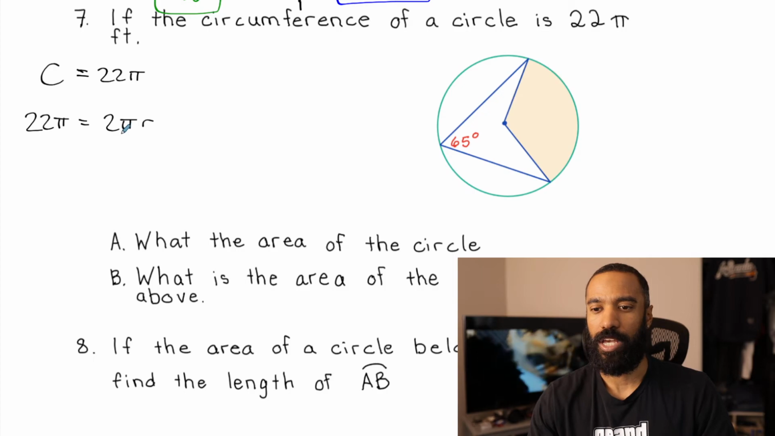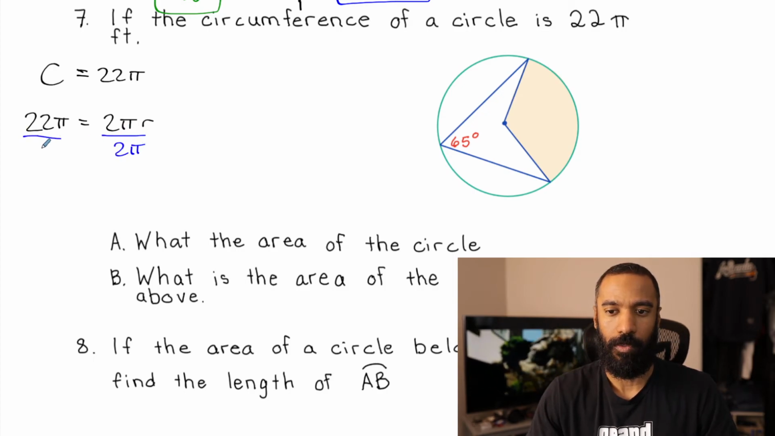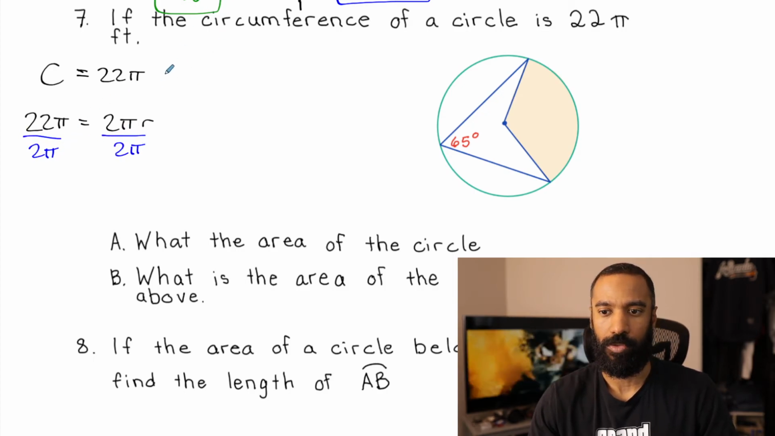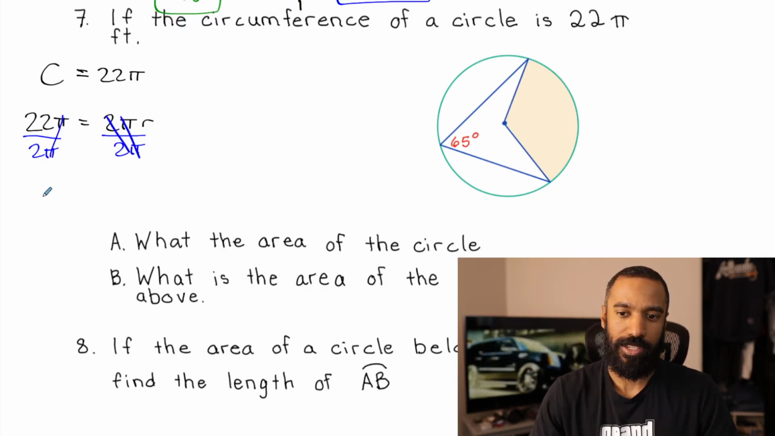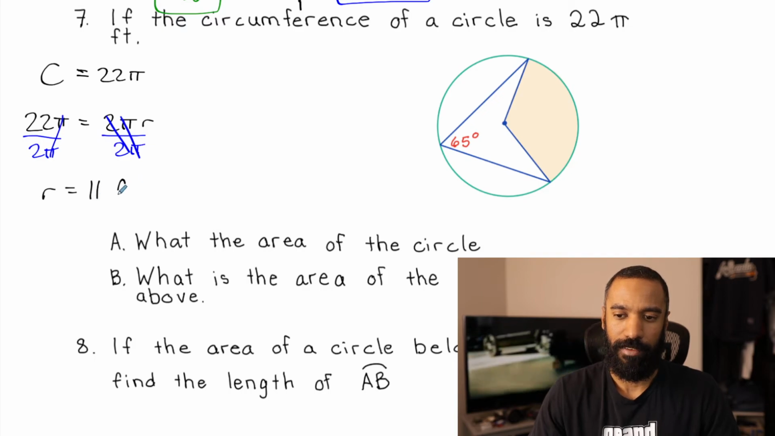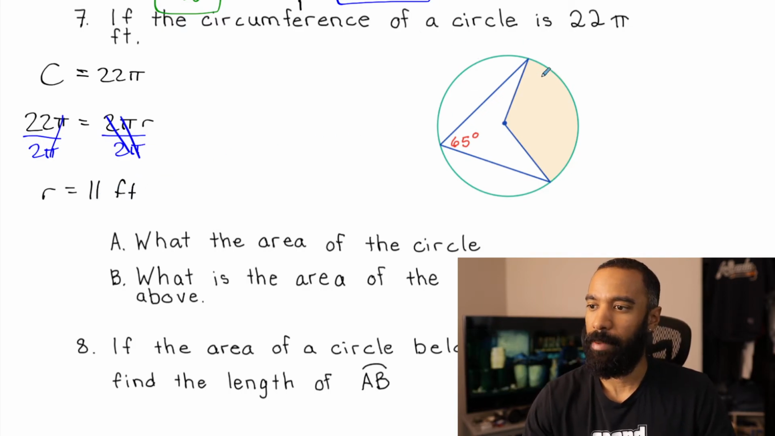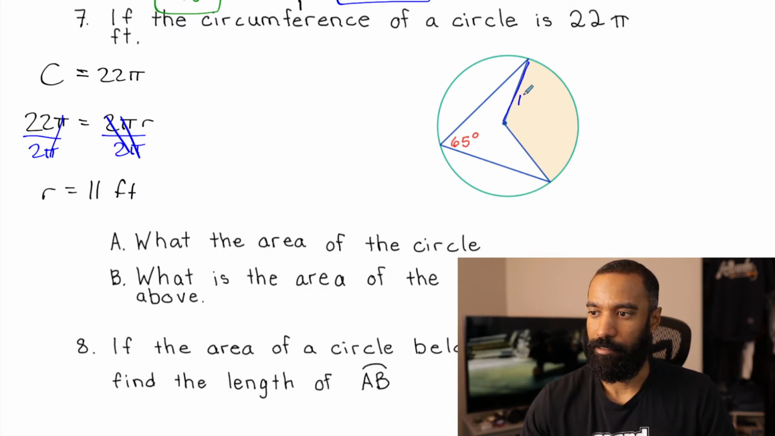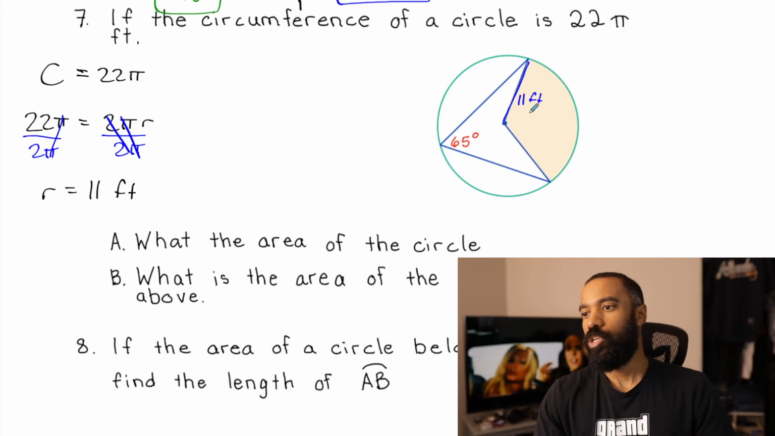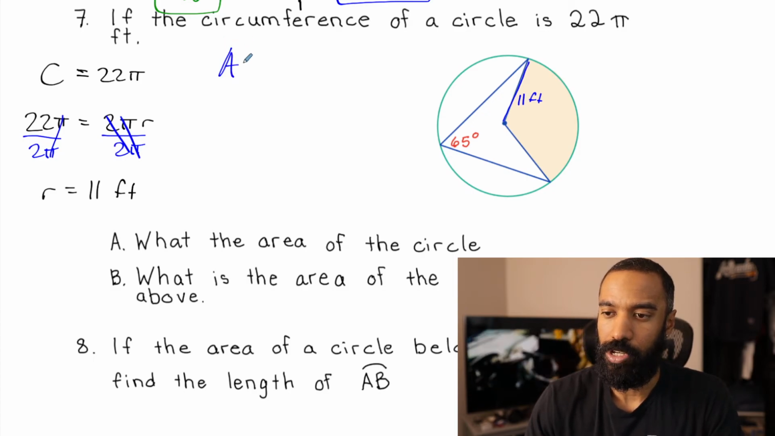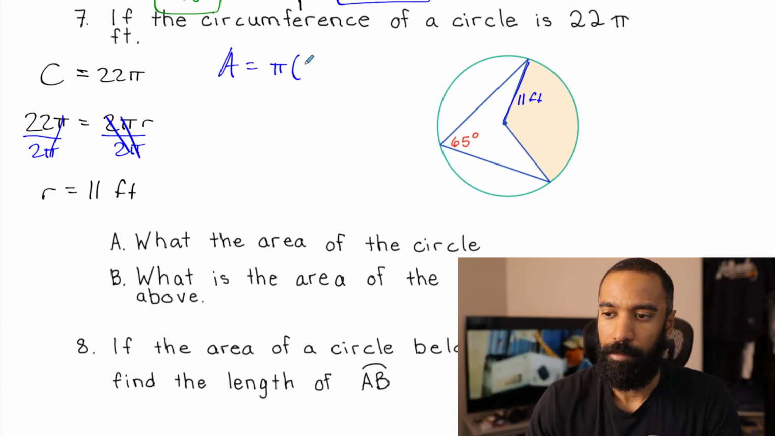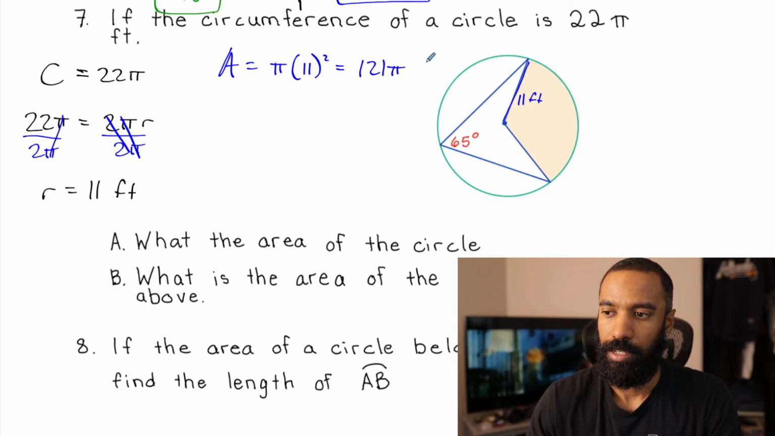If I divide both sides by 2 pi right here, I will take what the circumference was. By the way, this was feet. And then I can find r. So my radius is 11. Not 11 pi, just 11. 11 feet. So I can use the 11 feet to find the area of the circle. The area of the circle is pi r squared, pi times 11 squared, which is 121 pi square feet.